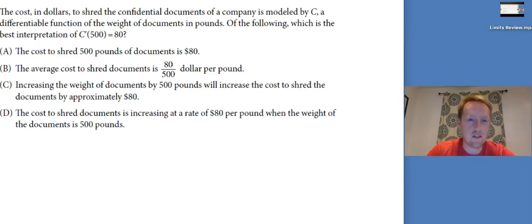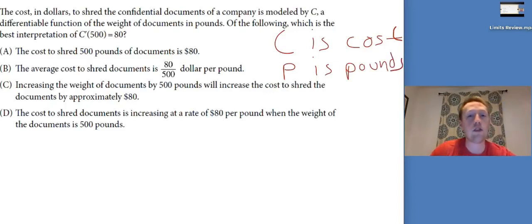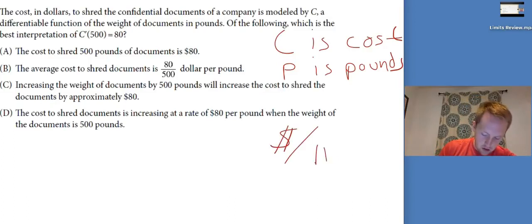Let's start all of calculus over. Okay, we got C prime of 500 equals 80. C is cost. They didn't give us a variable for it, but let's call it P for pounds. The derivative has units of Y over X, so it's going to be dollars per pound. We're looking for something that says dollars per pound and instantaneous rate of change.